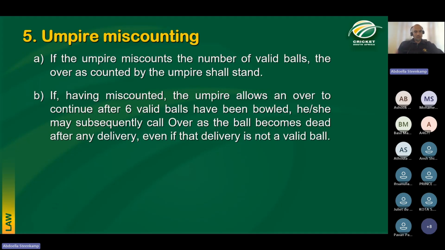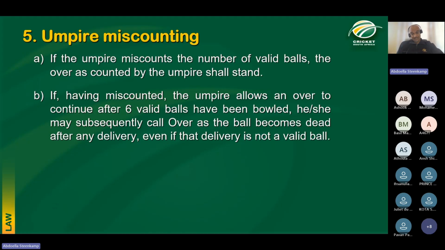So now, after calling no ball for the front foot, and it's now being the 7th ball, the umpires realize, oh boy, we actually allowed this seventh ball. They've just realized they've already bowled 6 valid balls. They've now allowed the seventh ball to be bowled. But now the seventh ball is a no ball.